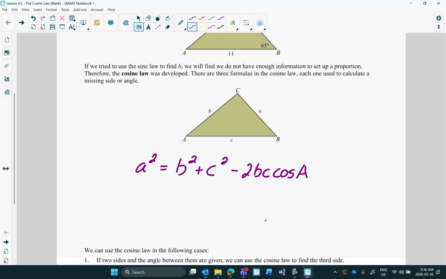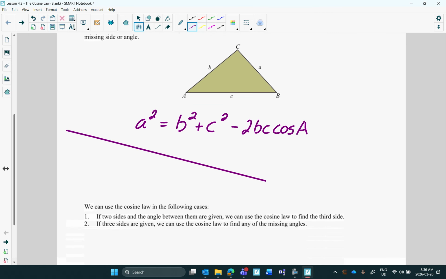So what you would have to do is, if you're given b and c and angle A, you plug all this in, you calculate it, and you take the square root at the end. If, let's say, I wanted to find b, we could use a variation. What do you think you do to find b squared? Look at the pattern. A squared plus c squared.